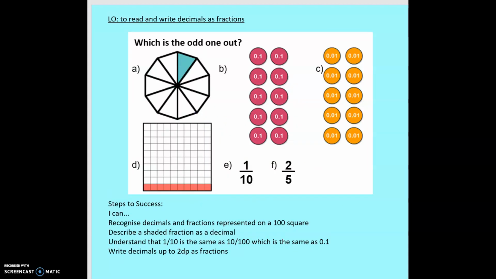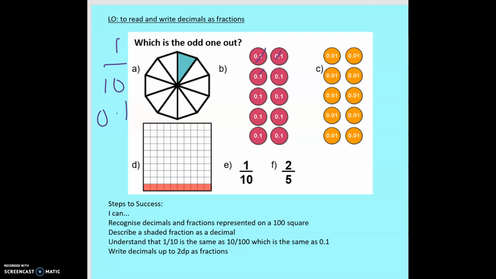See if you can have a look at this one and spot the odd one out for me. Which one is the odd one out? Okay, since I've got enough time on this video, I'm going to go through it with you step by step to help you. So it says, which one is the odd one out? So what I'm going to do is work out all of these as fractions and decimals so I can see. Now in this A here, we have 10 chunks and we have 1 coloured in, which we know is 1/10, which we know is the same as 0.1.